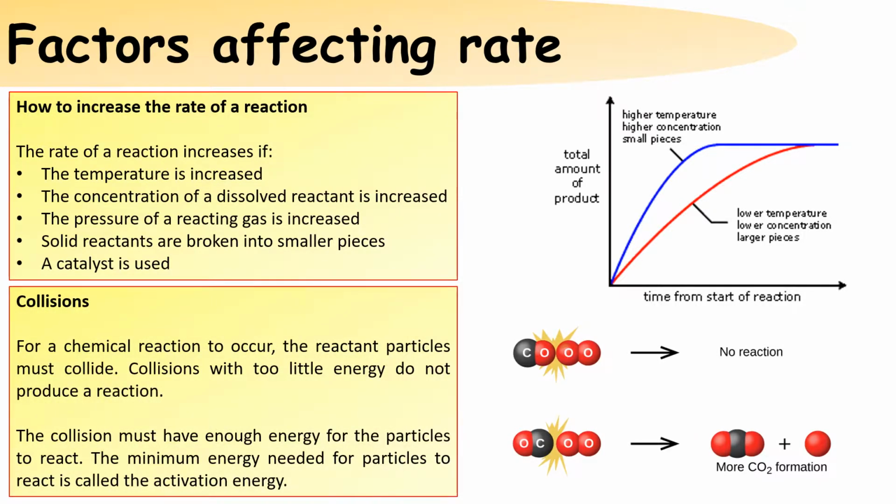For a chemical reaction to occur, the reactant particles must collide. Collisions with too little energy do not produce a reaction. The collisions must have enough energy for the particles to react. The minimum energy for the particles to react is called its activation energy.